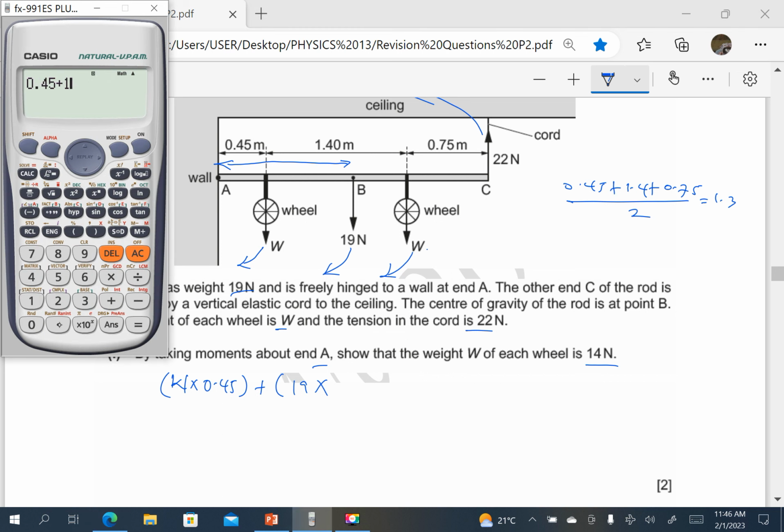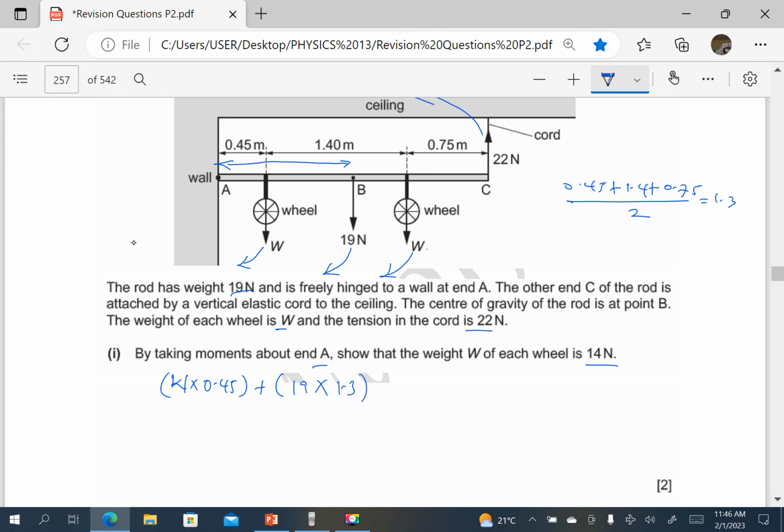0.45 plus 1.4 plus 0.75. That is the whole length. Then divide by 2 to get the center. That is 1.3. So this will be times 1.3 because the weight of the object acts at its center. Plus W times the perpendicular distance, which is 1.4 plus 0.45. We are taking distance from every line of action of force to the point A, which is going to give us 1.85.